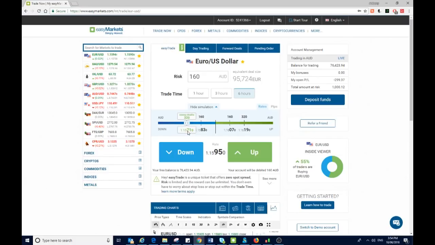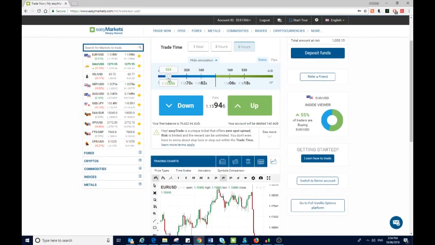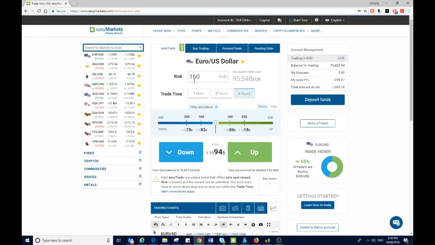If it gets down to 115.71, your trade would be doubling, so you have 320 back. Start with 160, get back 320. Now there is no limit though on how far it can go. If it was to go back to the low from Friday, 115.50, then you'd be making 580 from that $160 risk.